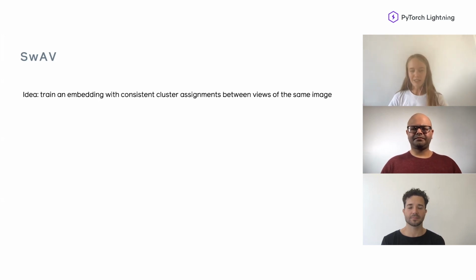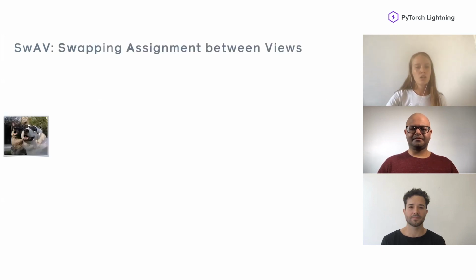So to come back to SwAV, intuitively, SwAV compares the features of different views of the same image using the intermediate cluster assignments. If the different features capture the same information, it should be possible to predict the assignment of one view from the other one. Now I'm going to give a bit more detail about SwAV. SwAV stands for swapping assignments between views.